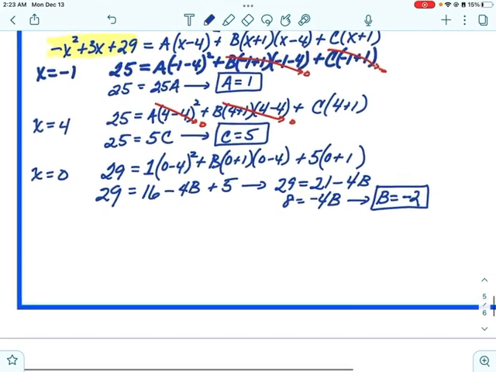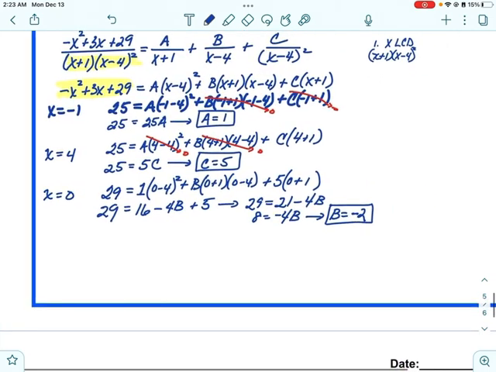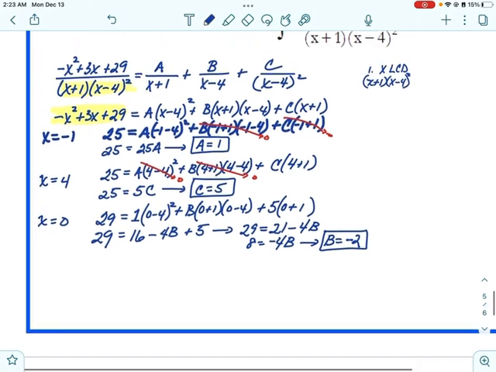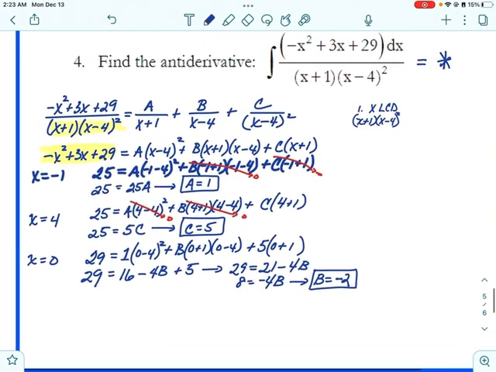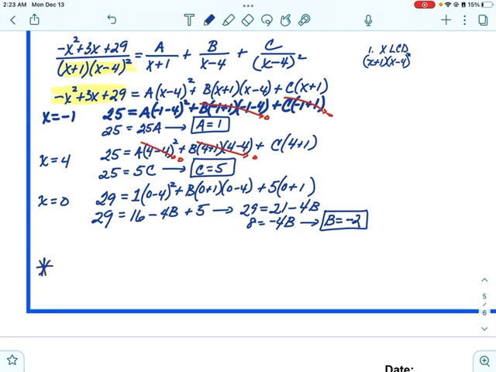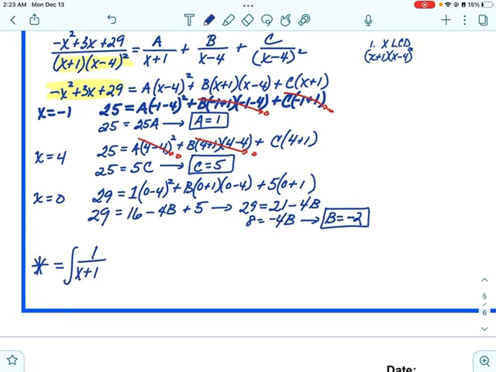So then let's set this up. Here's our original problem, being careful when you set this up. Remember what you're doing: you're finding the integral, and I'm going to call this star. So star is now equal to the integral of A over, so 1 over x plus 1 dx. Let me make this all one integral. And then B is negative 2, so minus 2 over x minus 4, and then plus C is 5, so 5 over x minus 4 quantity squared.